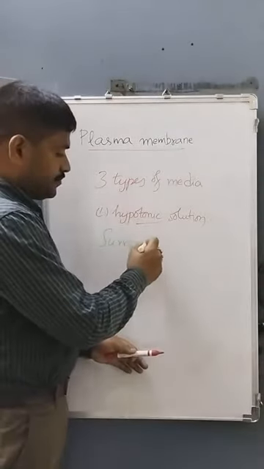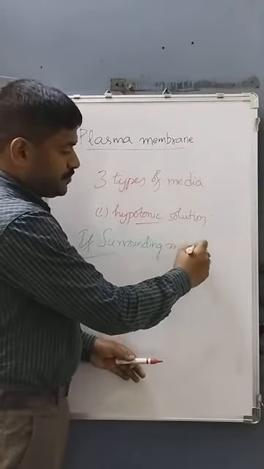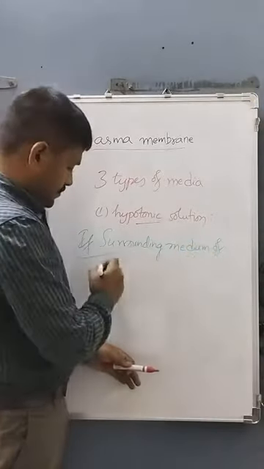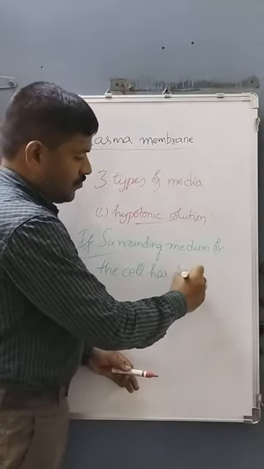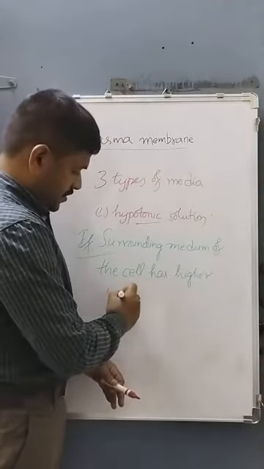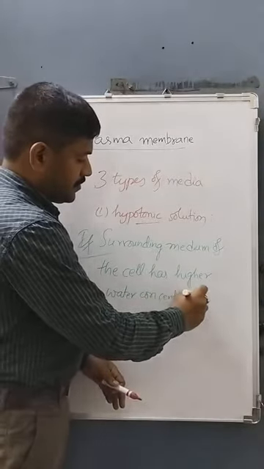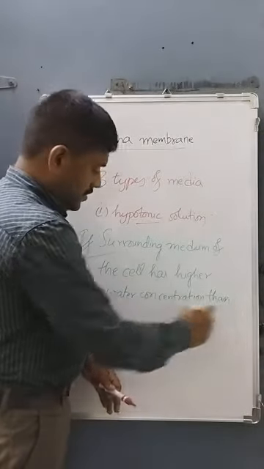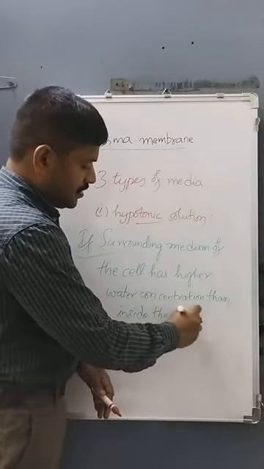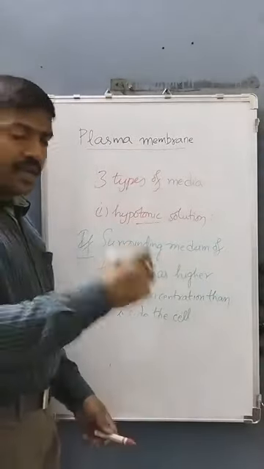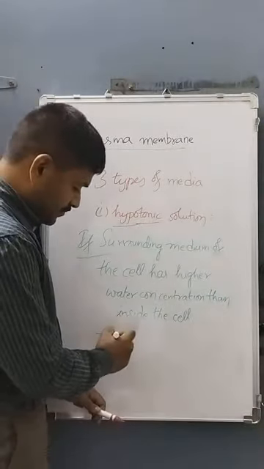Surrounding medium. If the surrounding medium of the cell has higher water concentration than inside the cell, then it is called hypotonic solution. If a cell is placed in hypotonic solution, the cell will swell.